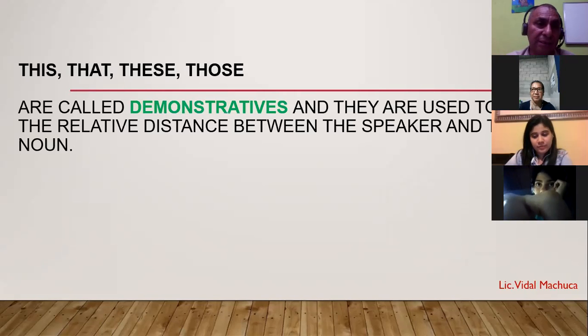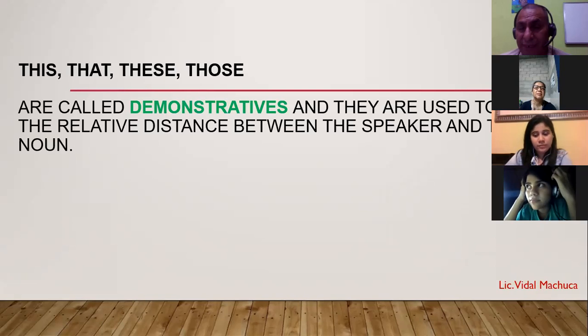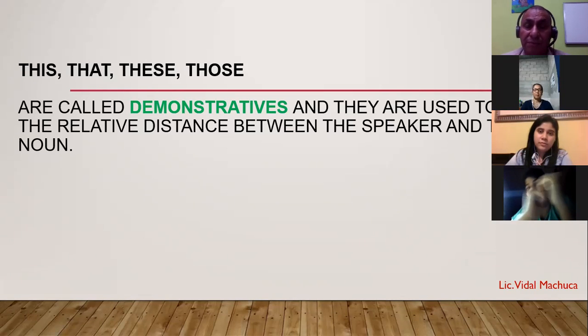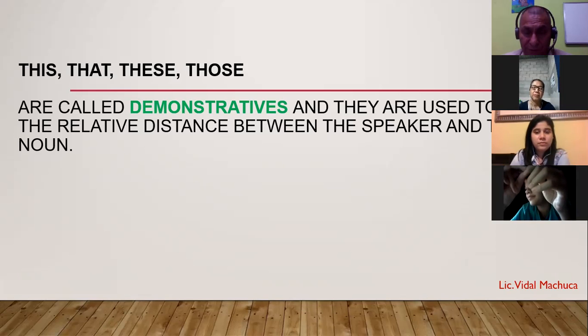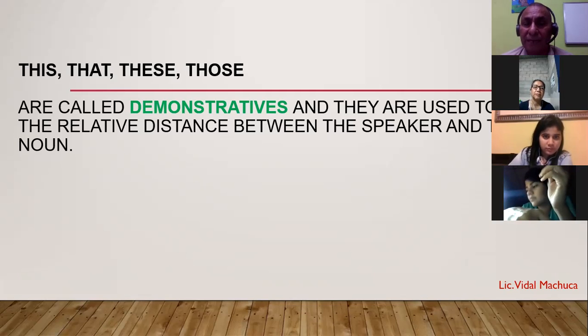Yeah, very good, excellent. Now, vamos a hablar acerca de demonstratives. Demonstratives son cosas para demostrar, ¿ya? Por ejemplo, algo que está cerca o algo que está lejos. Esos son los demonstratives. Y son this, that, these, and those, ¿ya? This, that, these, and those. Oiga la diferencia en los cuatro. This, that, these, and those.